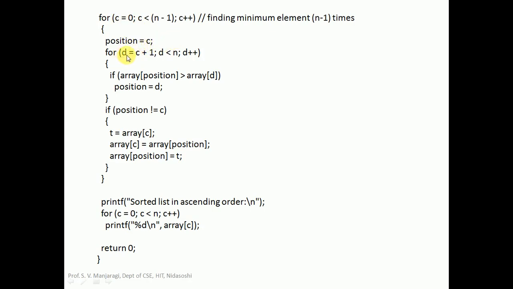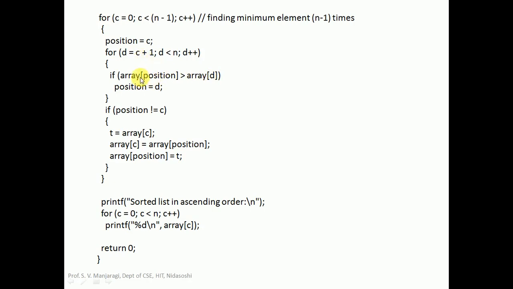So let us begin with position equal to C, that is the index of the first element, and there is another for loop where we take D is equal to C plus 1. The next index will be 1 more than C, that is C plus 1, because the first element is compared with the second element in the first iteration. So D is equal to C plus 1, and repeat up to the last element. So D less than n, that is up to last index n minus 1, D++. And we compare the elements here. That is array of position, which is C. In the first iteration, the first element is compared with the second element, that is C plus 1.